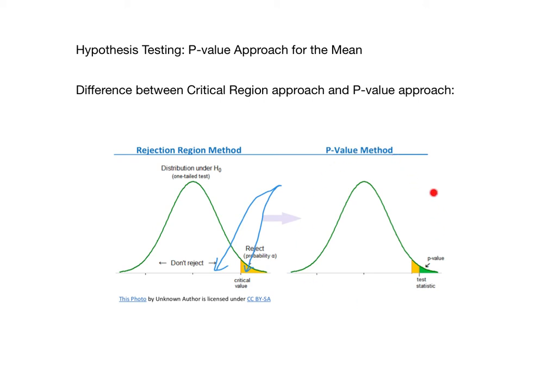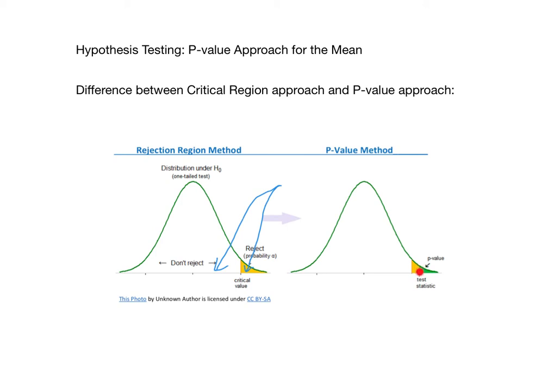The p-value approach is somewhat the other way around. Over here, the size of this tail was determined by whatever alpha is. Whereas over here, we first compute the test statistic, and then the test statistic will determine the size of the p-value.